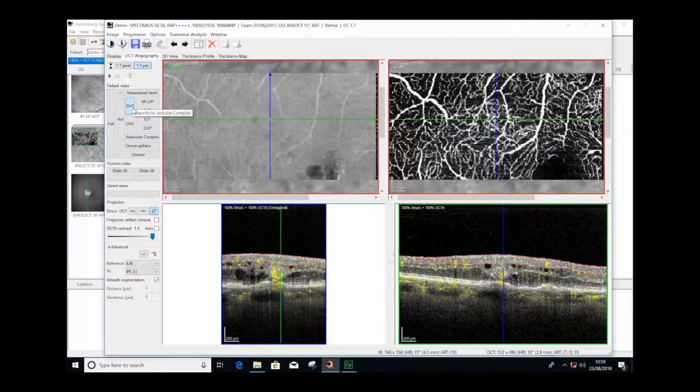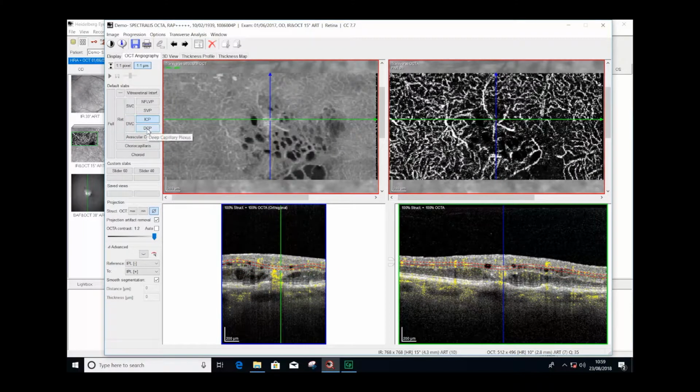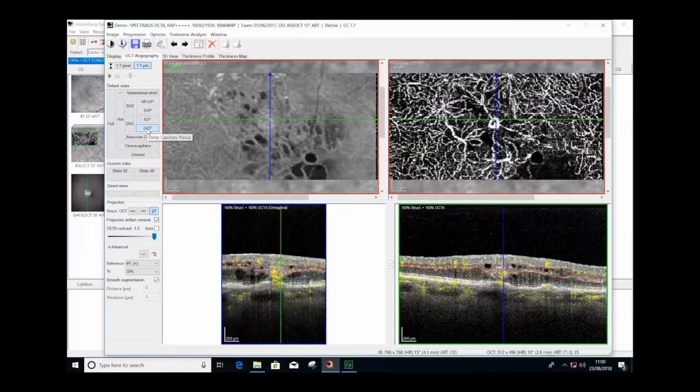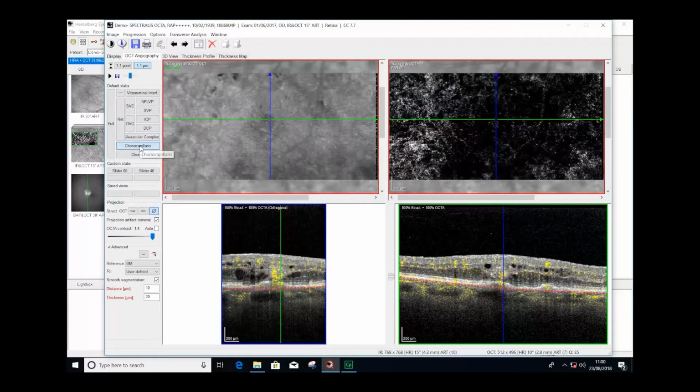Superficial vascular complex looks normal. Deep vascular complex shows a small vascular lesion with anastomosing retinal vessels, which is then confirmed on the intermediate and deep capillary plexus. A small ring-like vascular lesion is then observed in the avascular complex. The choroid capillaris looks relatively normal, as does the choroid.